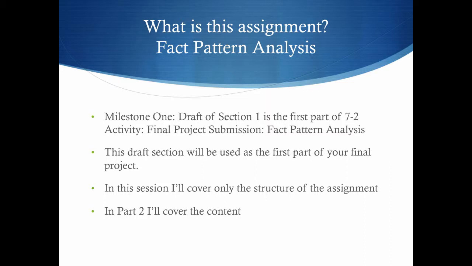So as this PowerPoint says, milestone 1 draft section 1 is the first part of 7-2, which is your final activity. As in week 1, one of the assignments is to read all the material, the case study, all the requirements. I think there are 16 or 17 critical elements in the rubric. It's a very lengthy and extensive rubric, so that you have an understanding of where you're going to go. This particular assignment will be the first part of your final project. So if you do really well on it, you won't have much to tune up or rewrite or fix. And if you have some areas that you can improve, you'll have time to do that, okay?